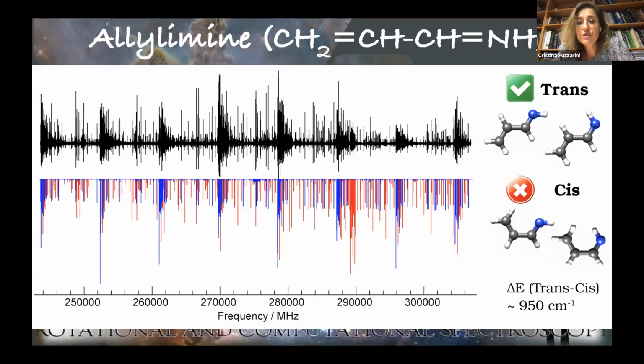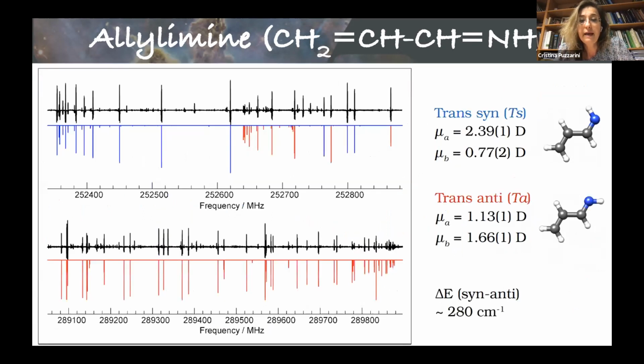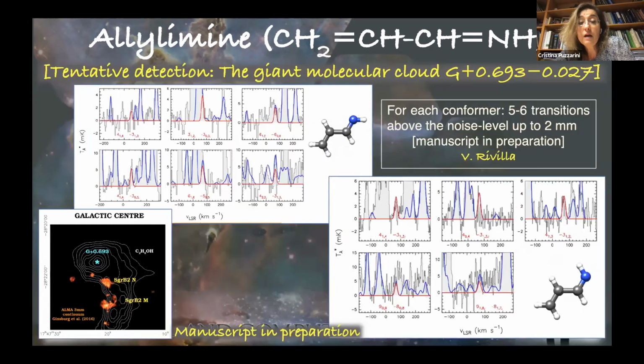Here is an example, just for those that are not confident with rotational spectroscopy, to show you how complicated the spectra can be. We detected the trans species, but not the cis one, which is the less stable. And we successfully observed both the syn and anti-trans aluminum. And then we moved to a tentative detection. Actually, we passed our information to Victor, and we have a tentative detection in the sense that we have 5-6 transitions above the noise level.